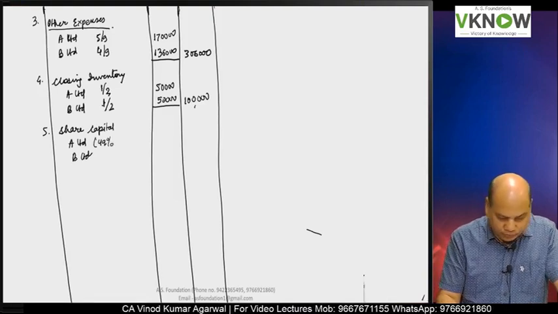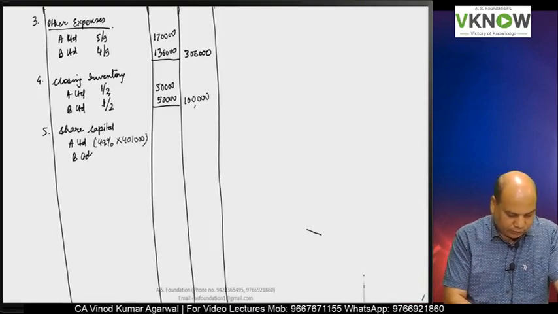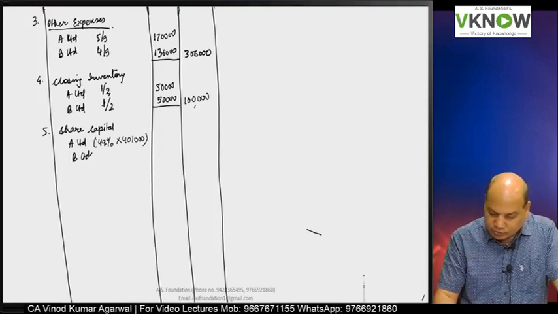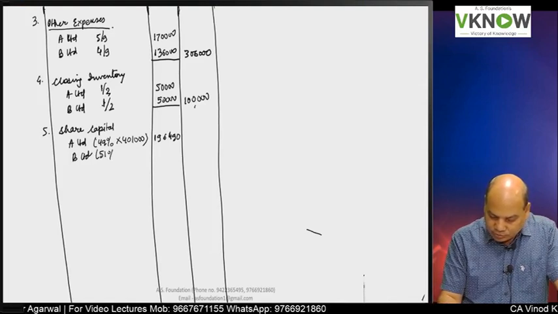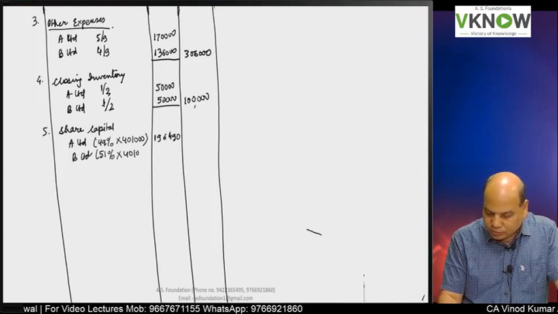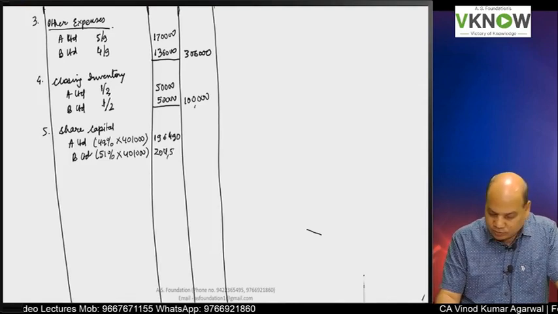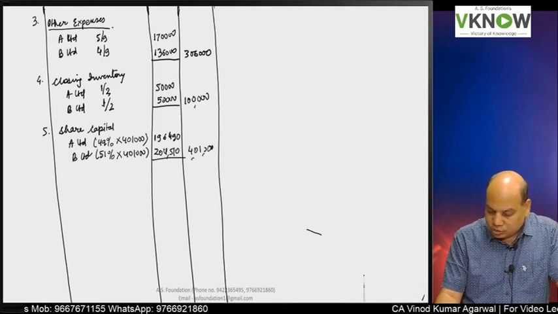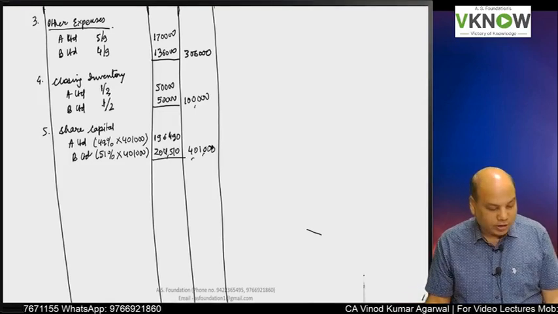49% of 4 lakh 1,000. Take 4 lakh 1,000 into 49%. 49% is given in the question. So that is 196,490. And this fellow 51% of 4 lakh 1,000, so that comes to 2 lakh 4,510. So this is how the two venturers have contributed in the share capital.